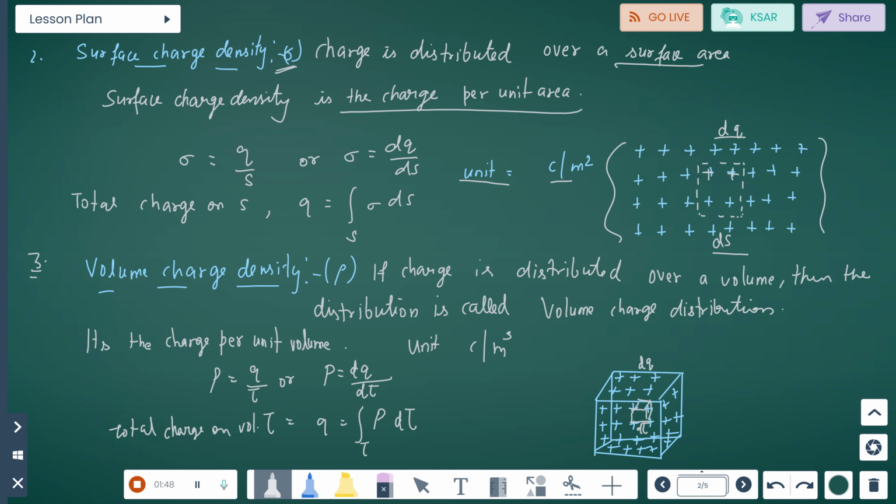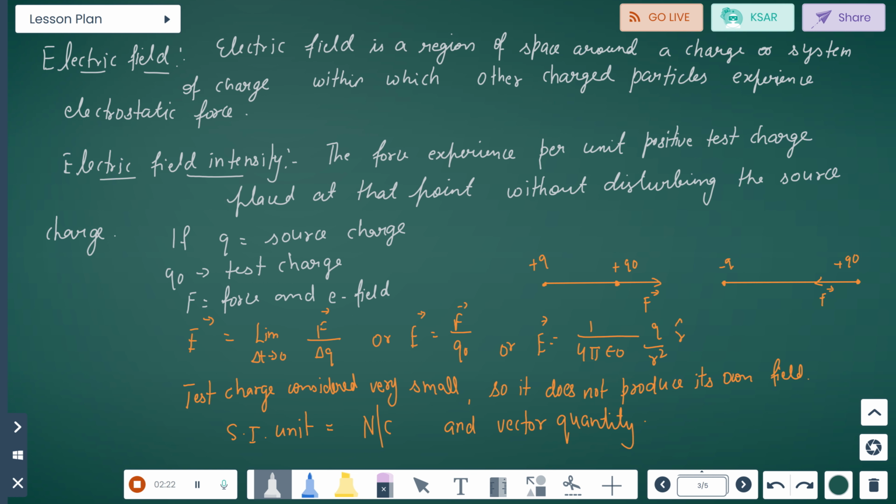Next, volume charge density. In volume charge density, charge is distributed over a volume. Then the distribution is called volume charge density. It is the charge per unit volume. We consider a cuboid where dq and d tau. Here rho is equal to q by tau or rho is equal to dq by d tau. Total charge q is equal to integration of rho d tau.